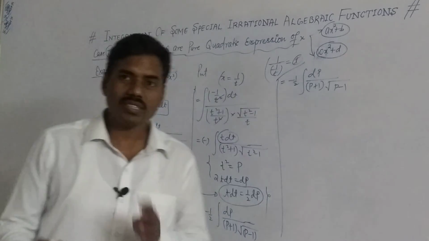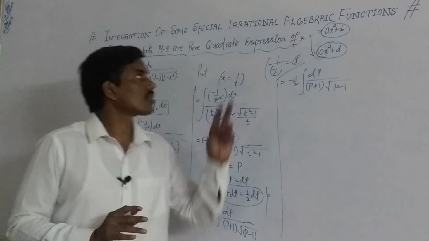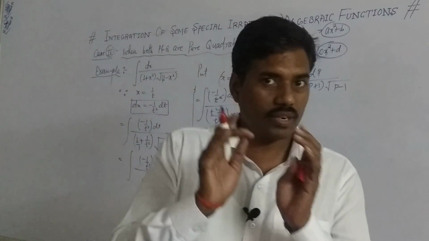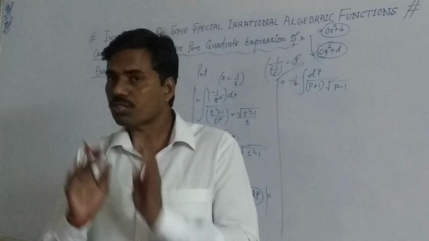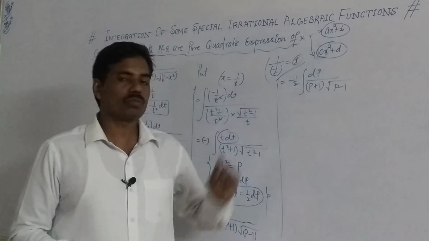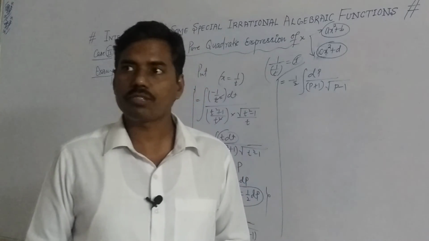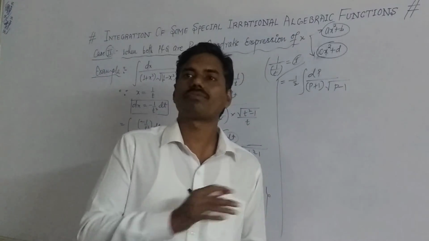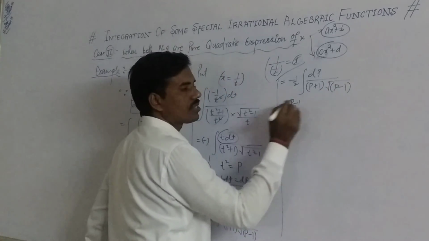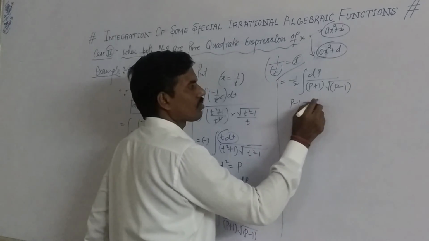Now this stage is matching with our case first. In case first, for this special irrational algebraic function, there are two expressions, both are linear expressions. Here p plus 1 is our linear expression, p minus 1 is also a linear expression. So this is following our case first. In case first you always assume p minus 1 is equal to theta square.